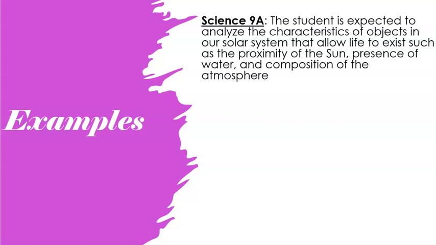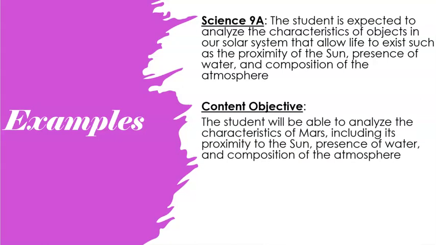Now, it's not entirely realistic that you would be talking about every single object in the solar system in one class period. So for the content objective, I narrowed it down. The student will be able to analyze the characteristics of Mars, including its proximity to the sun, presence of water, and composition of the atmosphere. Now, you might narrow that down a different way. I'm not a science teacher, so I'm not sure exactly the best way to do this. But you might be looking at all of the planets in the solar system and their proximity to the sun. And so you make your content objective fit that, just however you're narrowing it down. A lot of our TEKs have a lot of content packed into one simple sentence. And sometimes we have to pull out just what we're doing today.